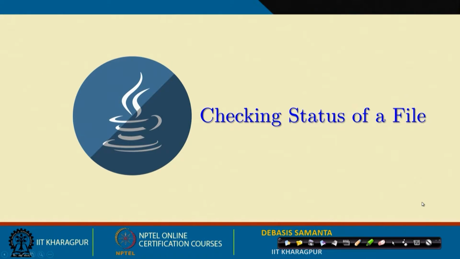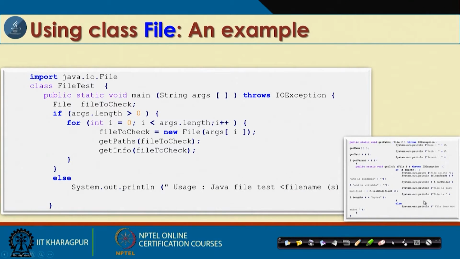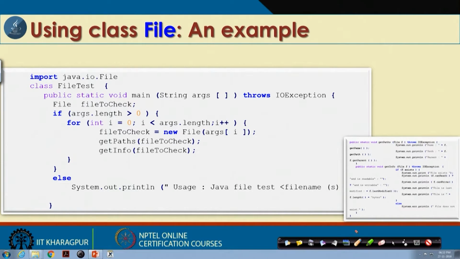Now, let us have a simple example. We have learned about the different methods that are there in File, and some methods related to checking the status of a file: whether the file exists, is available, what is the name of the file, what is the path, and so on. This example will help you understand the idea about the status of the file. Now, let us have a quick look at this program. As you see, this is the class that we have given, and we import java.io.File, because we want the methods that are there in this class.